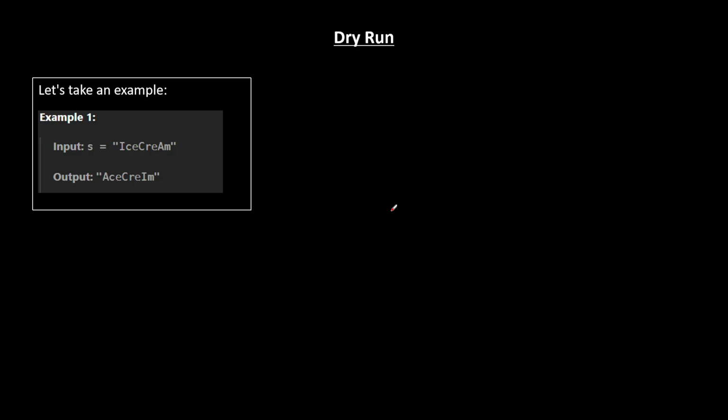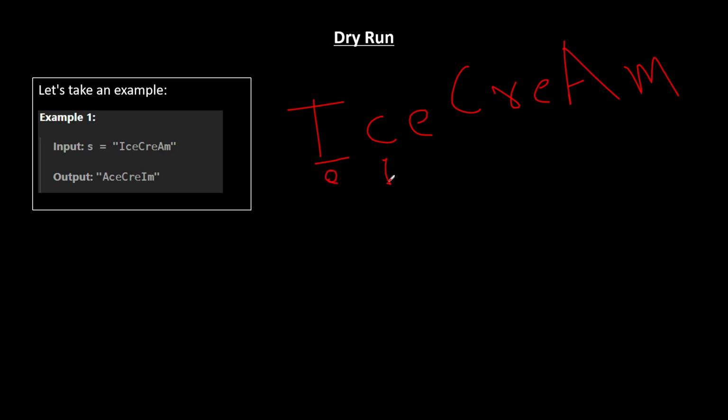Now, since we have an understanding of the code, let's look at a dry run of an example. Let's take this example itself: ice cream. I, C, E, C, R, E, A and M. Okay, let's mark the indexes 0, 1, 2, 3, 4, 5, 6, 7.